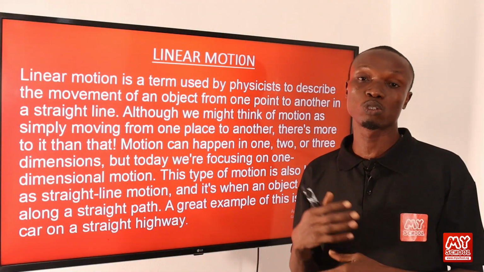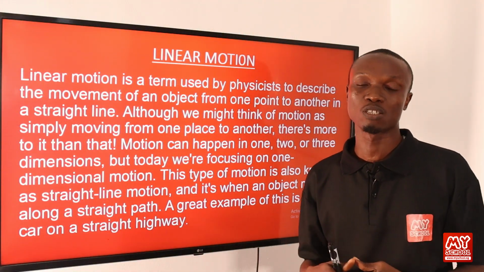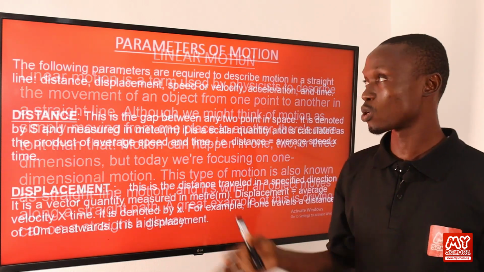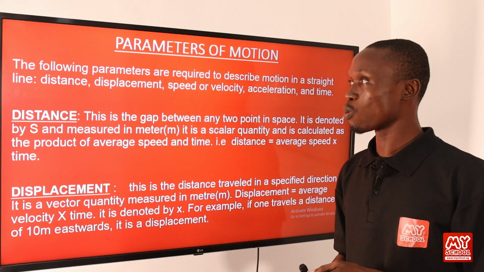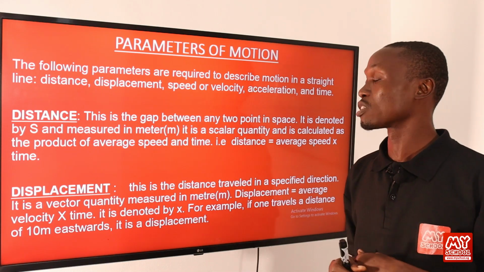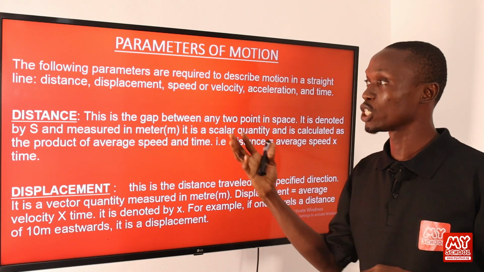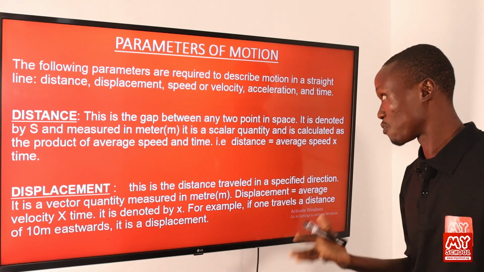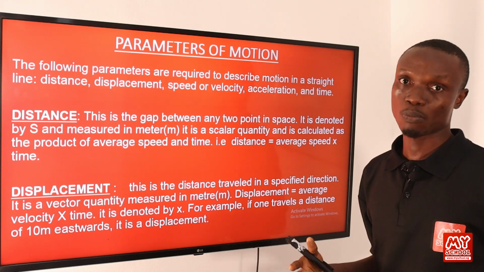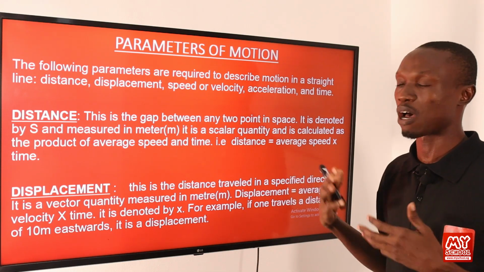In the next slide, we are going to be discussing the parameters used to describe motion. So let's go to the next slide. Okay, so parameters of motion. The following are required to describe motion in a straight line, which are distance, displacement, speed or velocity, acceleration, and time. So we are going to be looking at these one after the other.